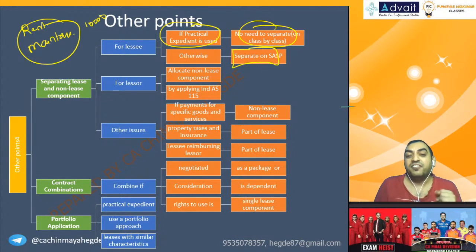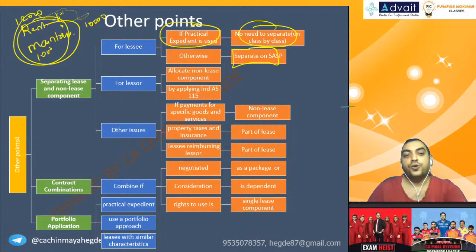We don't know. Divide. How do you divide? That is, if rent charges standalone is, let's say, 12,000, some number 12,000, and maintenance charges is 1,000, in the ratio of 12:1 you divide. Okay, that is separating lease and non-lease component.